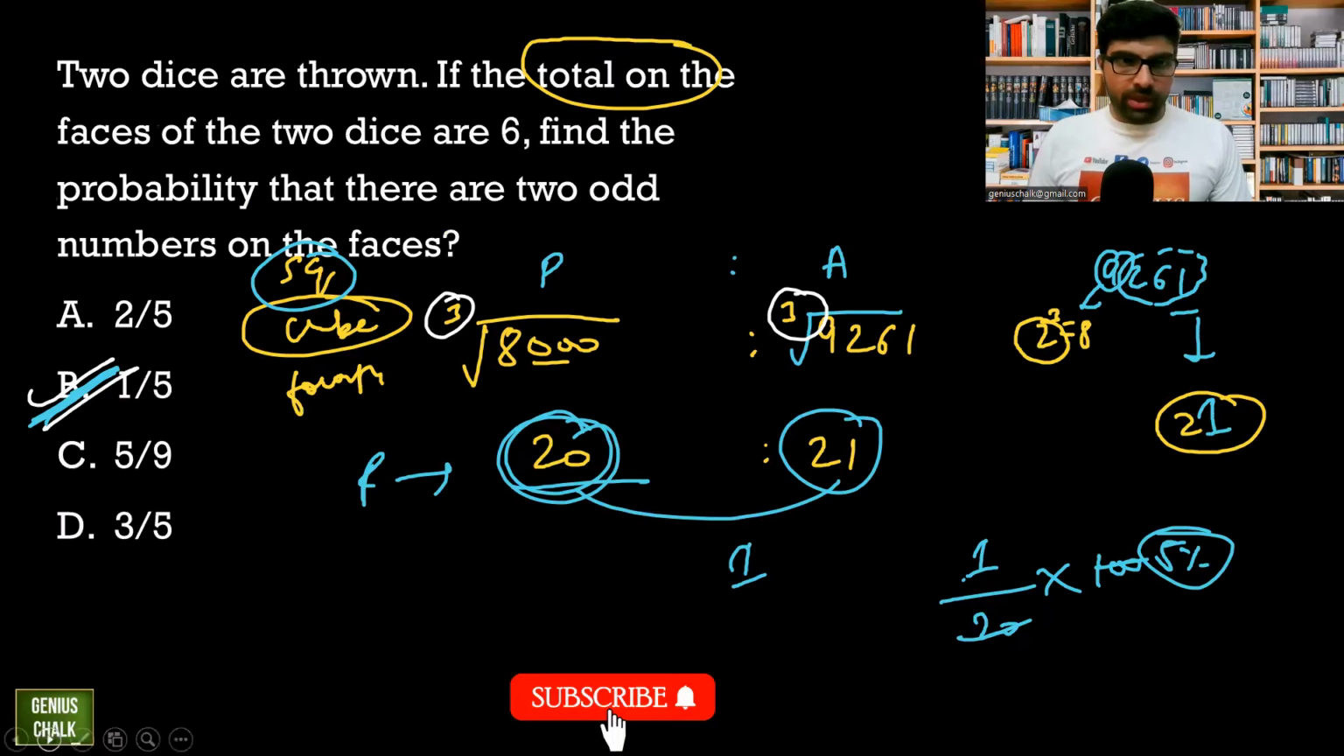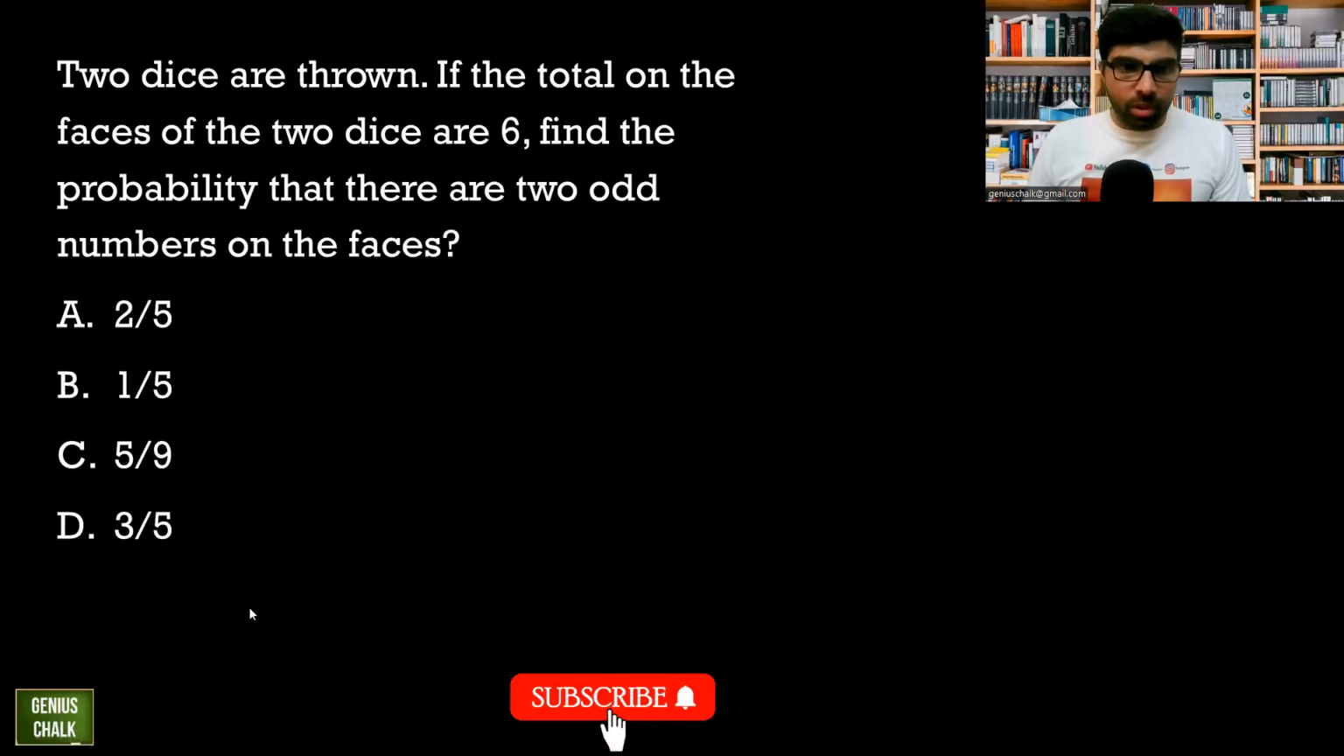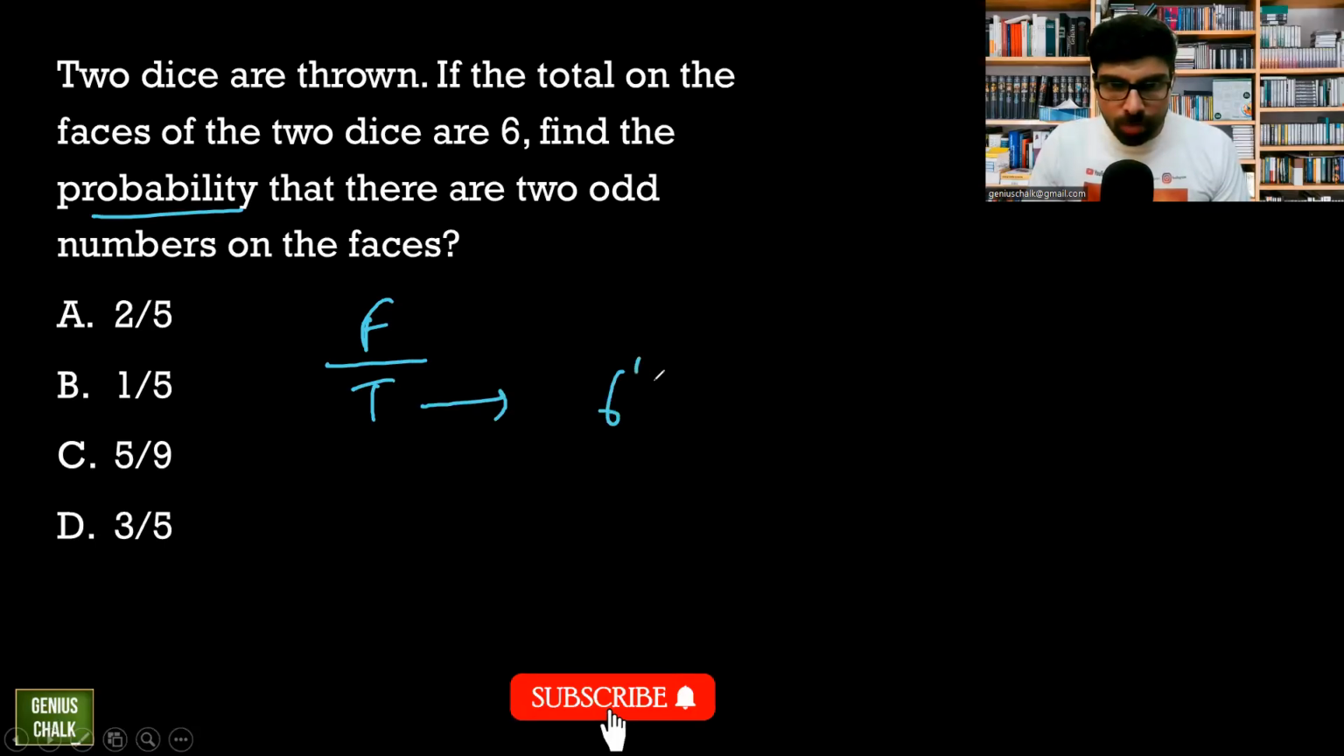All right, next question. 2 dice are thrown. If the total on the faces of the 2 dice is 6, find the probability that there are 2 odd numbers on the faces. Okay. So first, when we talk about probability, it is favorable cases by total cases. And when we talk about total cases of dice, it is 6 to the power n, where n is the number of dice rolled, right? So here 2 dice are rolled. So the total will be 6 square, that is 36.